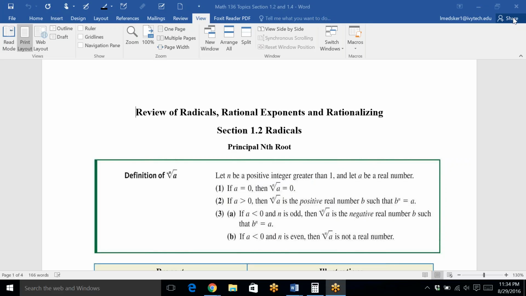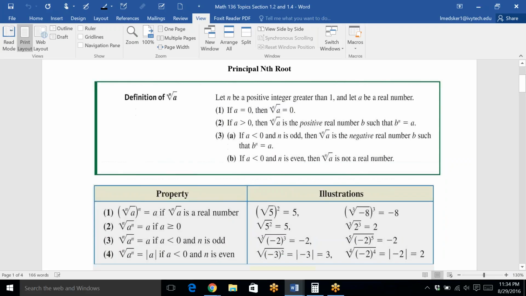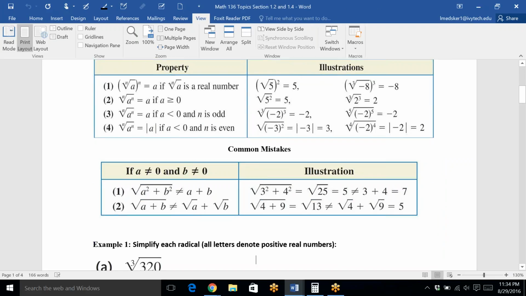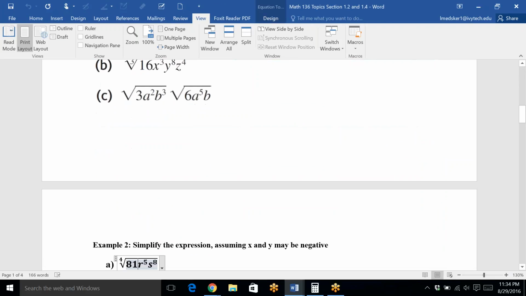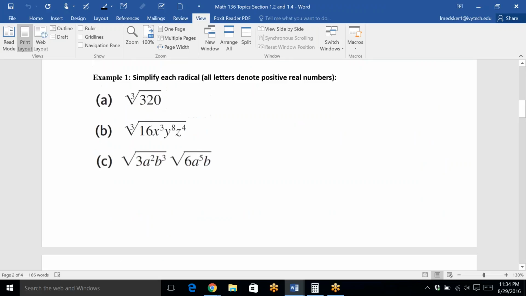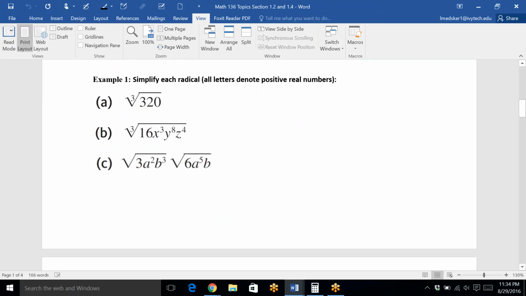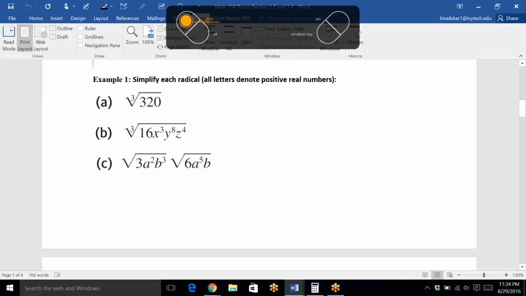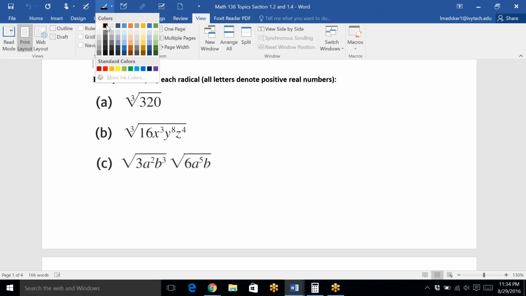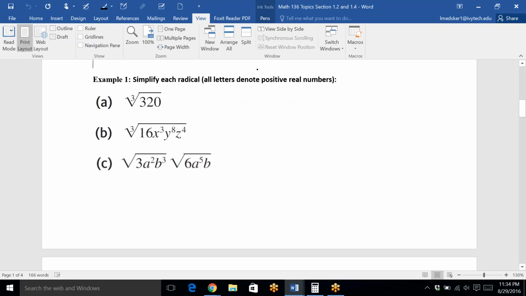This is the remainder of some of the radical problems that we were doing today in 1.2. Just skipping on down to example number 1. Depending on which class you were in, I either did B or C, so I'm going to rework both of those really quick just to make sure each group has it. So this is example 1 in the 1.2 radical packet.